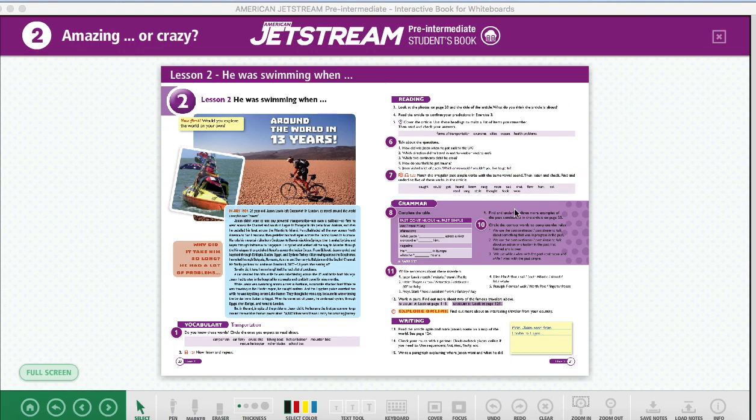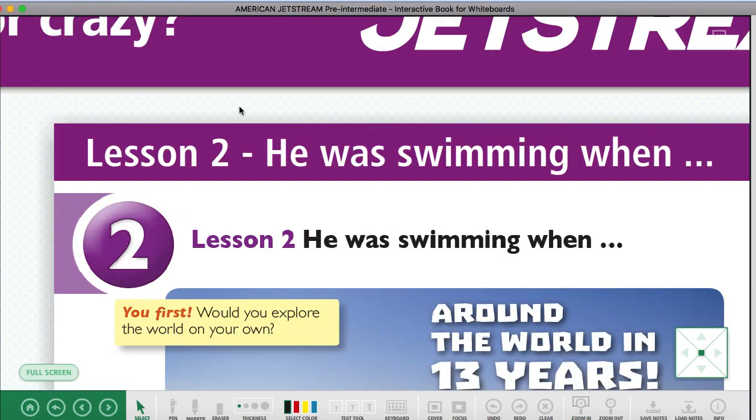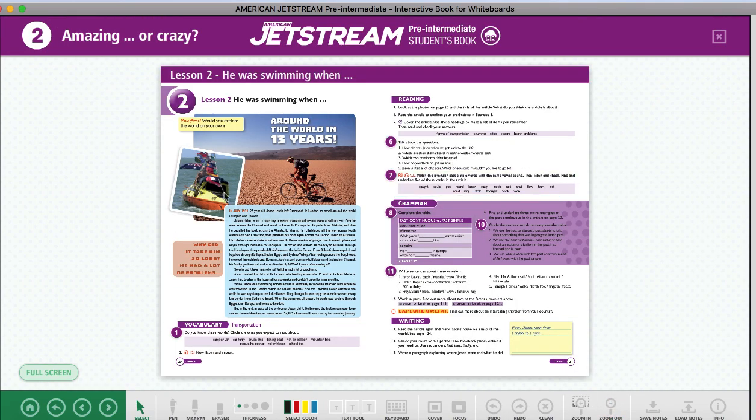So let's see lesson number 2, guys. Look at the title: He was swimming when. If you notice in this phrase, the person is trying to tell a story in the past. So we are going to see. To start, we will solve exercise number 1 and 2.